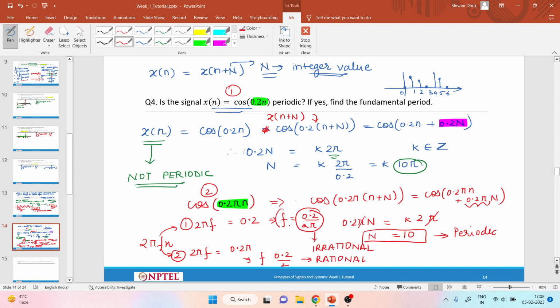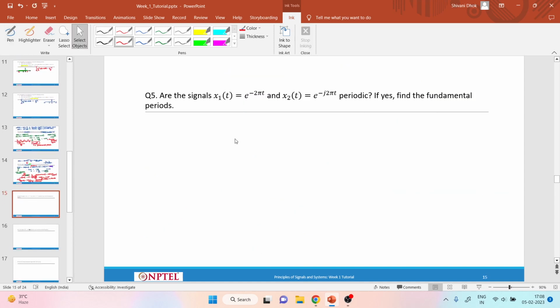So if your f factor is coming as a rational number, you will be guaranteed to get a periodic signal. But if it becomes an irrational number, then it would be an aperiodic signal when it is a sinusoid, that is, if it is a cos or sine. Is it fine? Anyone has any doubt? Okay, let's go to the next question, and again we'll look at the periodicity.